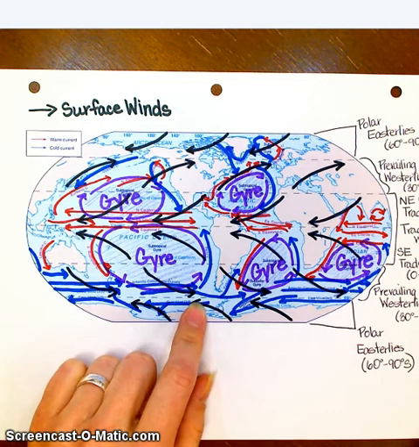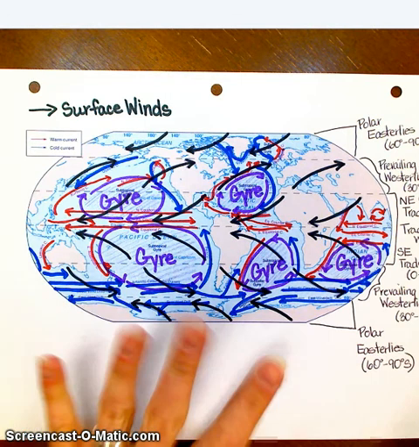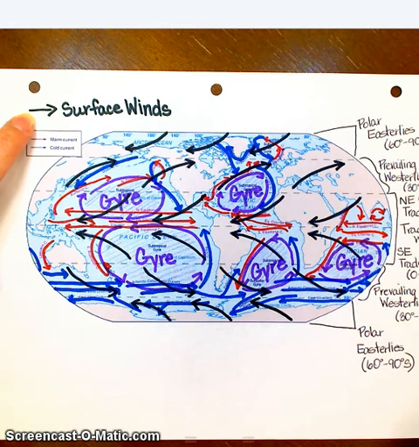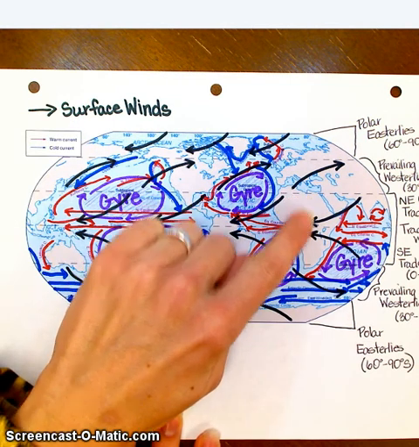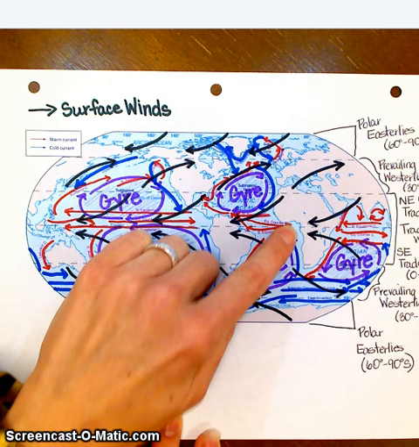This is actually a map that we did a few days ago, trying to show ocean circulation, but it also shows the black arrows represents the surface winds. So we're talking about trade winds. Those are the winds that blow between 30 degrees and the equator. 30 degrees north and the equator or 30 degrees south and the equator.